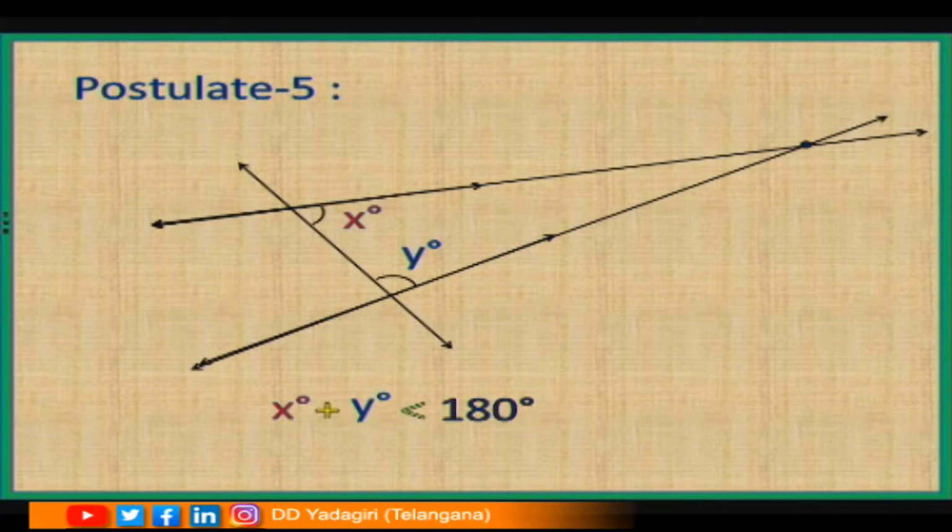Please see what happened here. The two straight lines were intersecting on the side where the sum of the angles is less than 180 degrees. Now, let us go to another concept called conjectures.